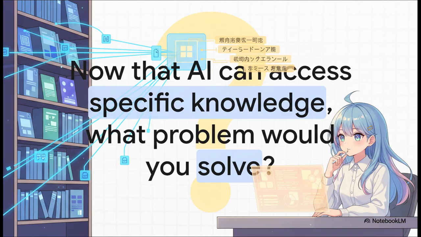So there you have it. We went from a huge, seemingly impossible data problem to a working RAG system that can give you fast, accurate answers straight from your own private documents. It's an incredibly powerful technique. And that leaves us with one final thought. Now that AI can be given this kind of specific, expert knowledge, what's the very first problem you would want to solve with it?